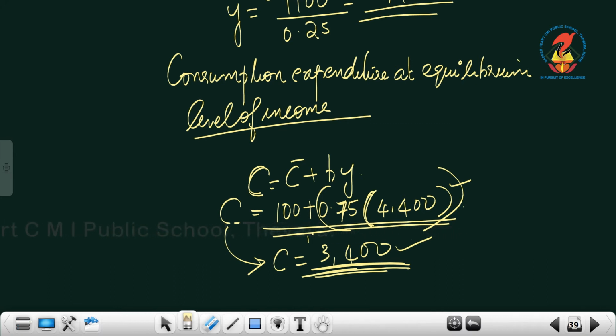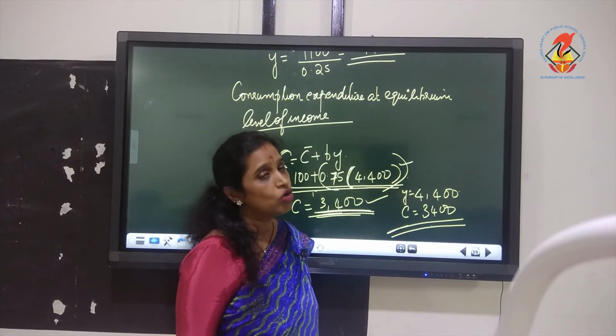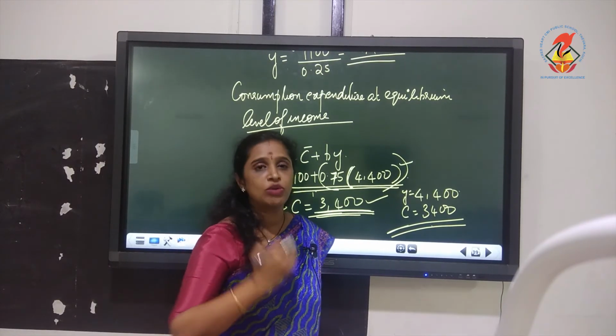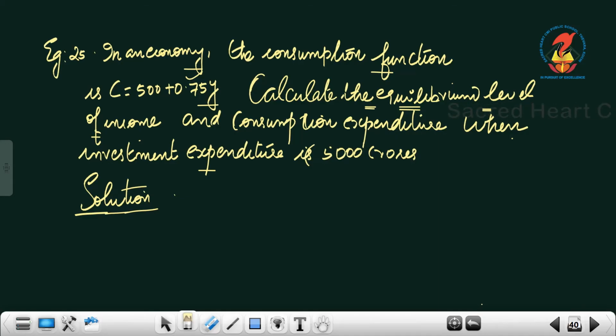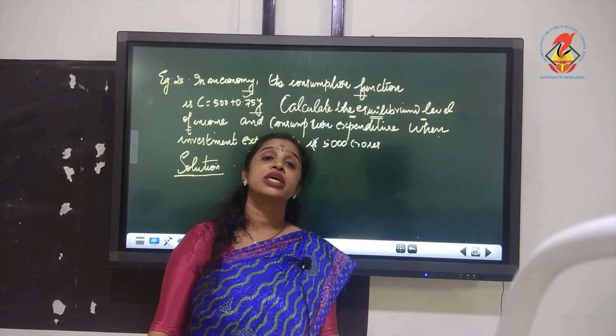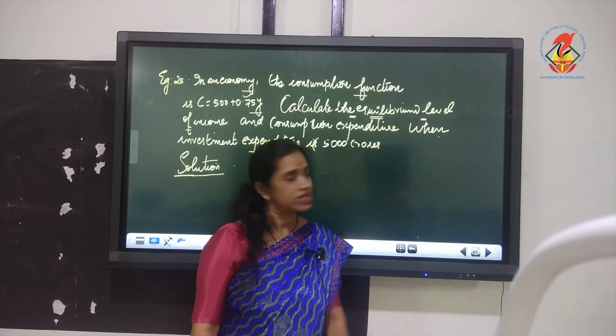So the equilibrium level of income you got as 4,400 and consumption expenditure at equilibrium level of income is 3,400. This is how you find. Now hope it is clear to you. Now we will move on to the next problem, that is example number 25. Example 25 is same as what we have done for example 24, but we will do it.